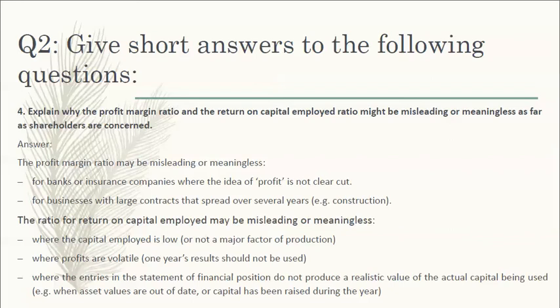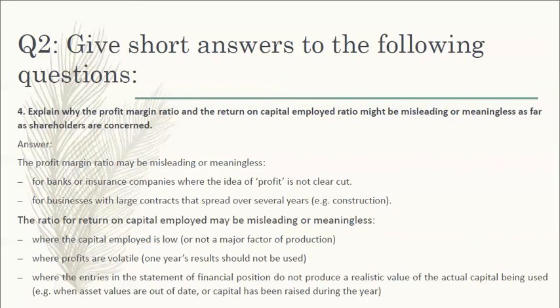So the ratio for return on capital employed may be misleading or meaningless where the capital employed is low or not a major factor of production. Second, where profits are volatile, one year's result should not be used. Third, where the entries in the statement of financial position don't produce a realistic value of the actual capital being used. For example, when asset values are out of date or the capital has been raised during the year.